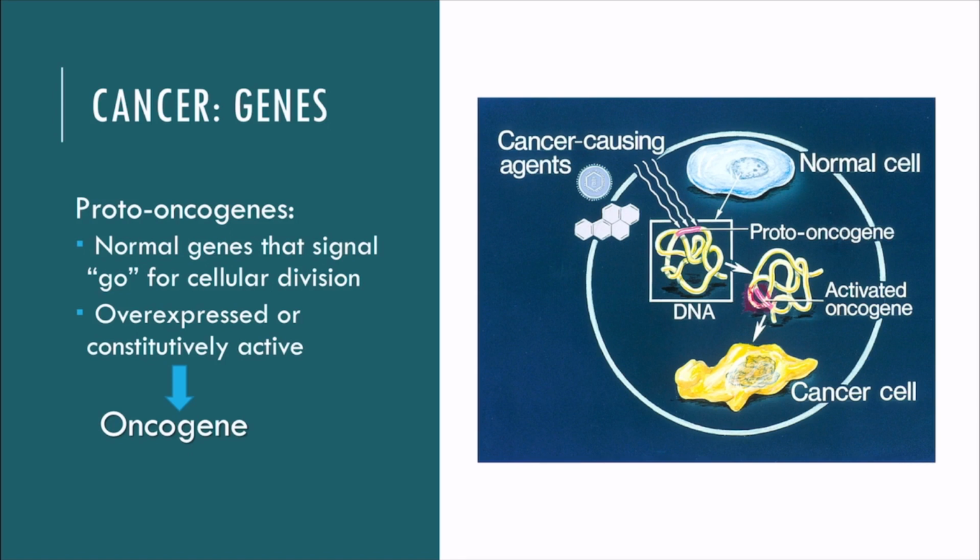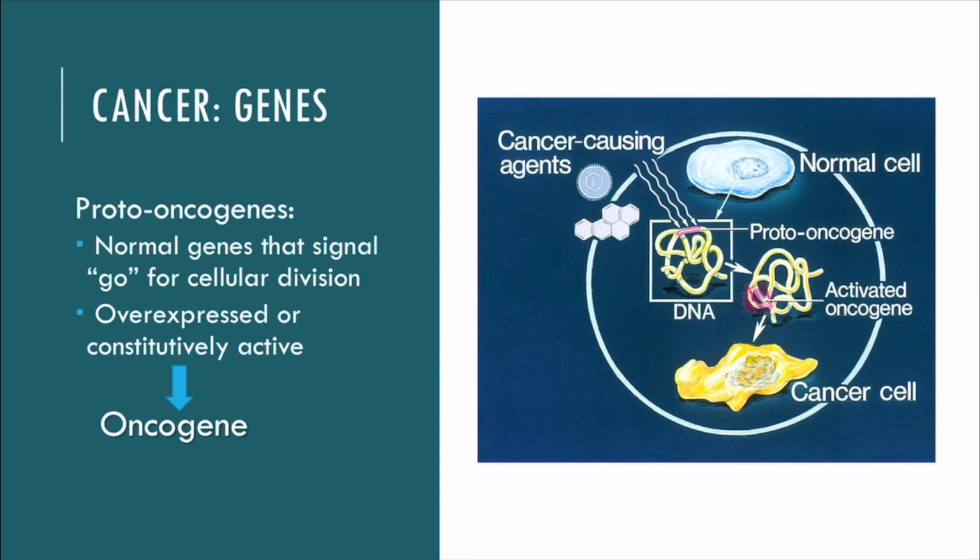When a gene that's a proto-oncogene gets mutated, we start calling it an oncogene. And we call it an oncogene because it's a gene that can transform a normal cell into a cancerous cell. So a mutation in a proto-oncogene, a normal gene that says go to cellular division, is that this gene is either overexpressed, meaning there's too much of it, right? There's an additional amount of this gene available, or it's constitutively active.